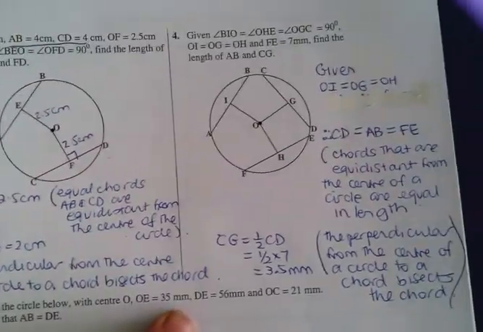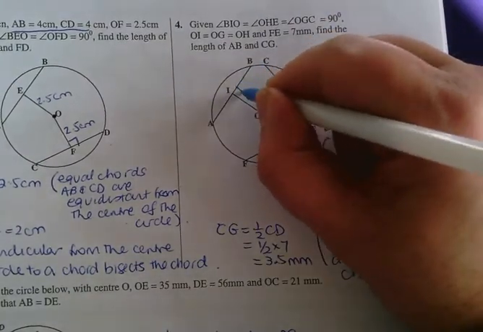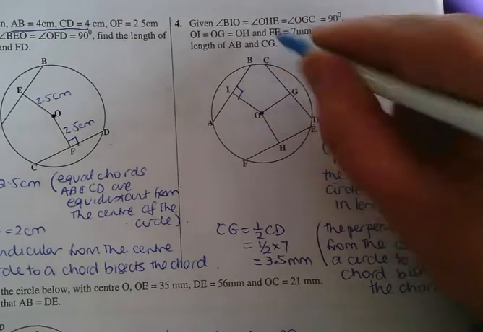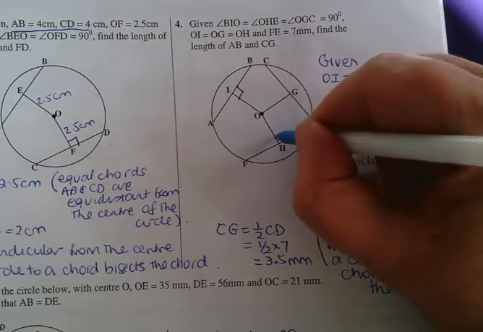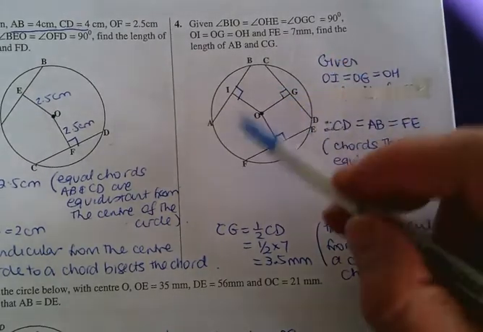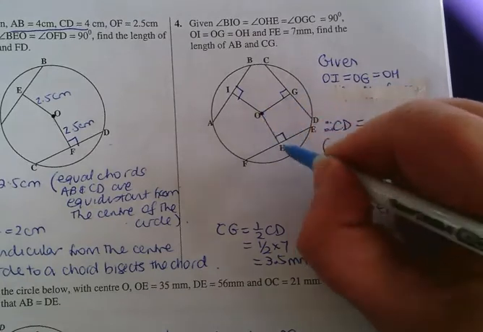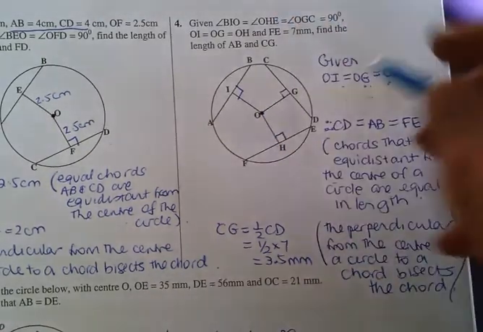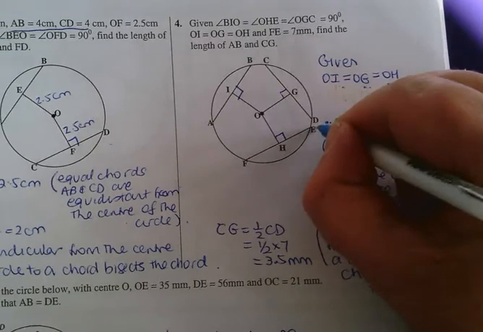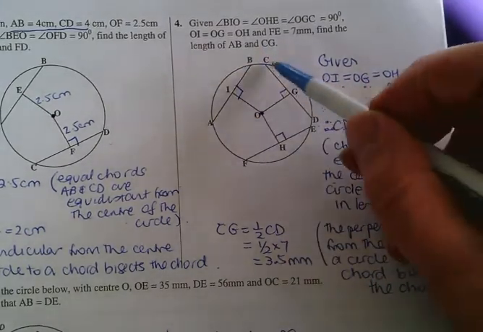Okay, in question 4, you are told that angle BIO is a right angle, and that angle OHE is also a right angle, and that OGC is a right angle. You also know that OI equals OG equals OH. And you know that FE, that whole length, is 7 millimeters. You have to find the lengths of AB and CG.